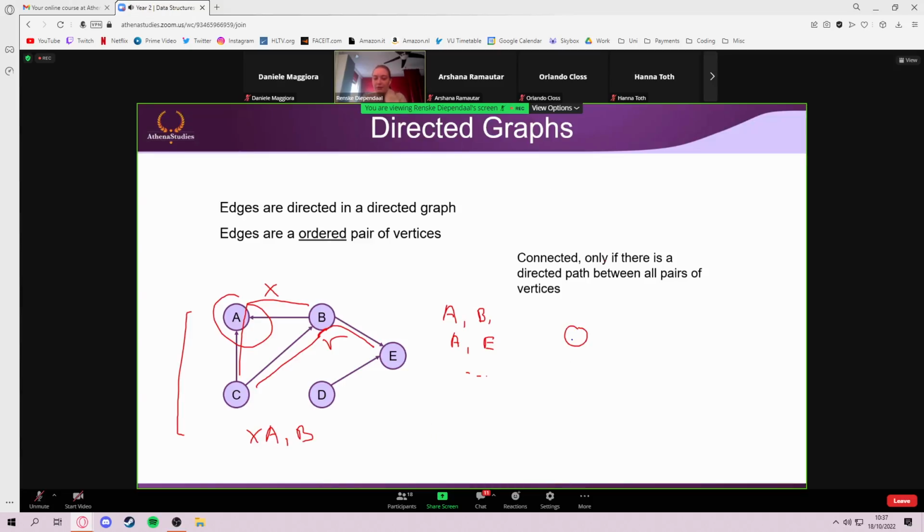Right, so let's see if we can make a connected graph. Let's say we have A, B, and C. If we say we go from B to A to C, and C to B, this would be connected, right? Because from B I can go to A and I can go to C. From A I can go to C, and from A I can go to B. And from B I can go to C, and from C I can go to A. So it's a similar definition, you just need to look at the arrows as well.